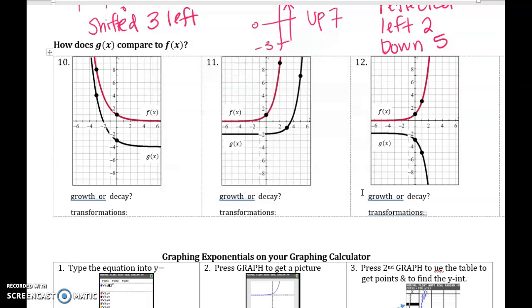Number 10, if I'm reading from left to right, start over here, end over here, this is a decay. Okay, transformations, you got to look right here. So it's going from 1 to -3. So I'm going down 4 is my transformation.